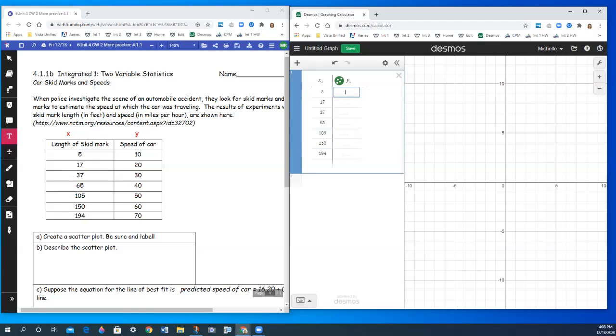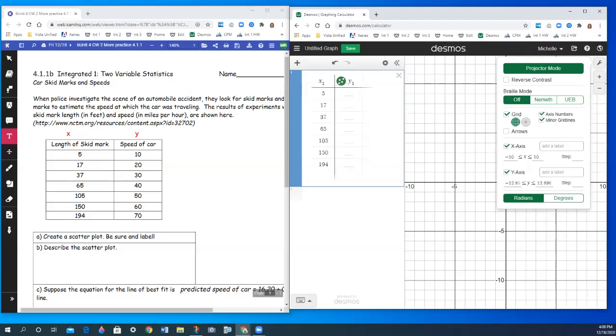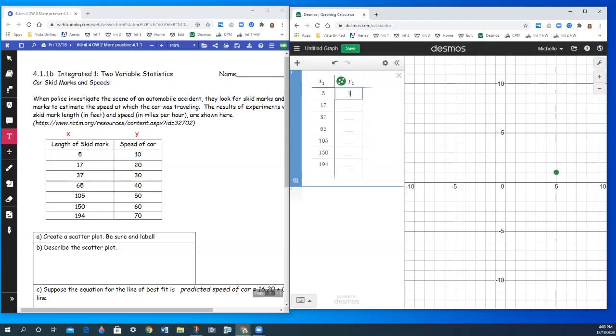And then I'm going to put in my Y's. Let me make this a little bigger. Okay, so I'm going to put in my Y's, which is 10, 20, 30, 40, 50, 60, 70. And then it's going to be plotted here.